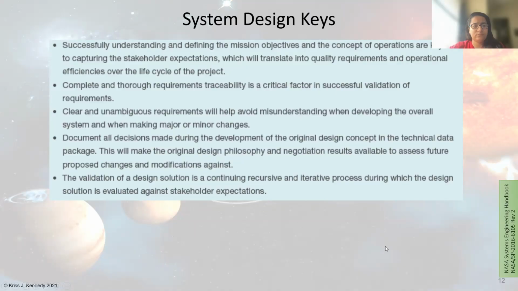So system design keys. You want to have a successful understanding and defining the mission objectives. And that's why I mentioned mission objectives early on. And really, you want to understand also the test objectives. How do you know when you've met your mission objectives or your test objectives? And also the concept of operations in capturing the stakeholders' expectations, which will translate into the quality requirements and operational efficiencies of the life cycle of the project. You want to have complete and thorough requirements traceability. That's a critical factor in validation of the requirements.